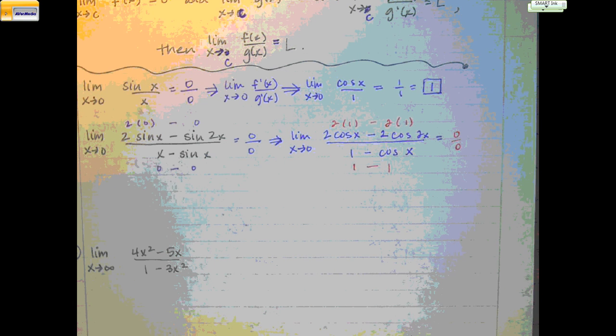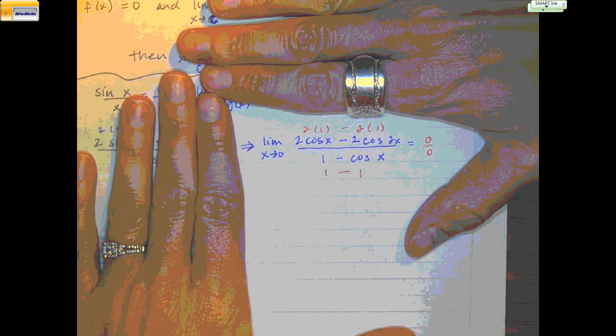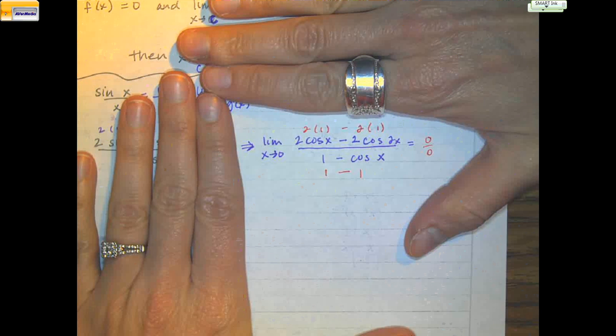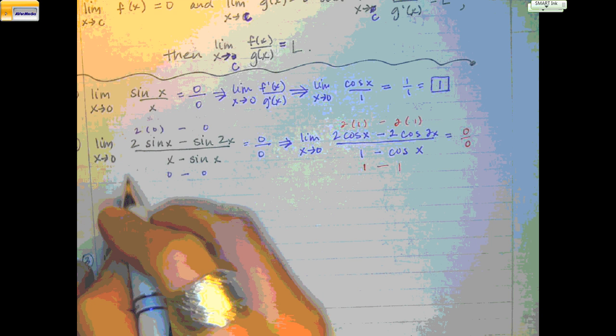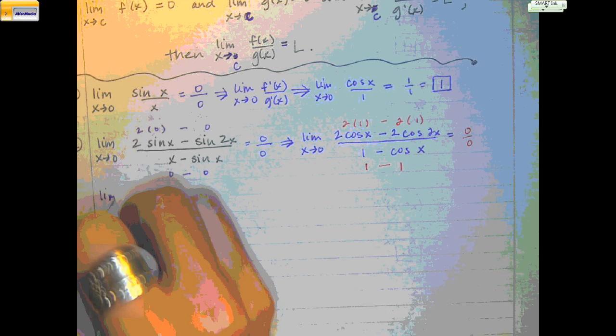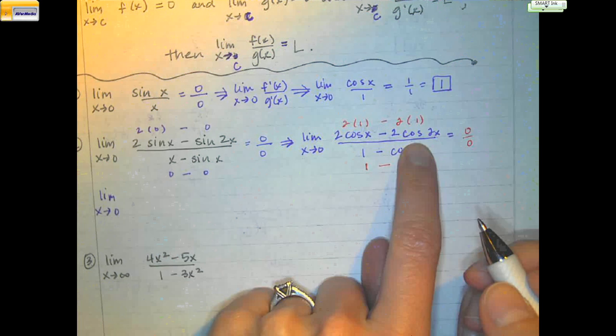Why? Because this, for all we know, could have been our first problem. The very first question, and we would have done L'Hopital's. So we do L'Hopital's. On the next line down, I'm going to have the limit as x approaches 0 of the derivative of the top over the derivative of the bottom.